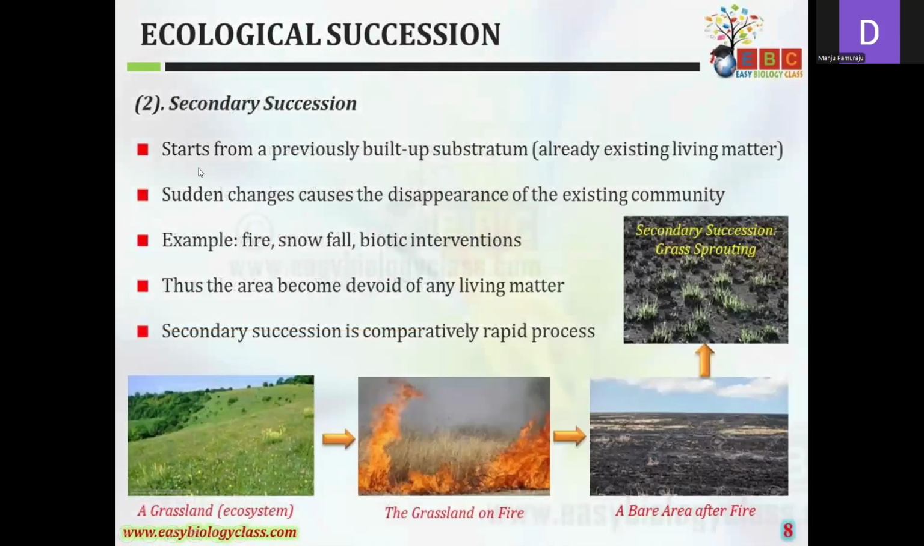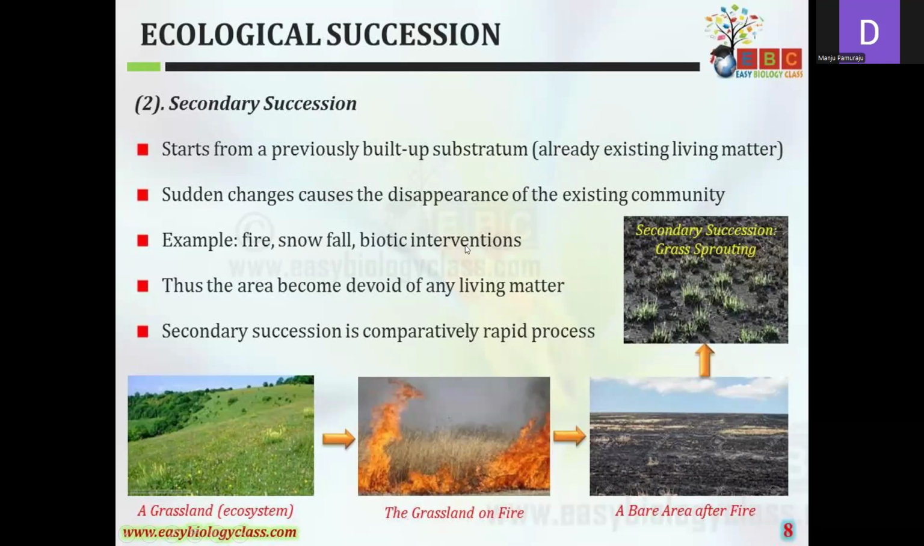Secondary succession means it starts from a previously built up substratum. Here the climax community was already there, but due to fires or snowfall or biotic interventions, this area becomes again without organisms. But before this incident, the organisms were present. So if the succession starts on a previously built up substratum, that is, already existing living matter, it is called secondary succession. So it is sudden changes which cause the disappearance of the existing community.